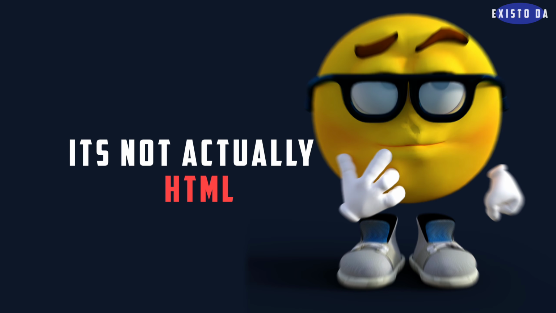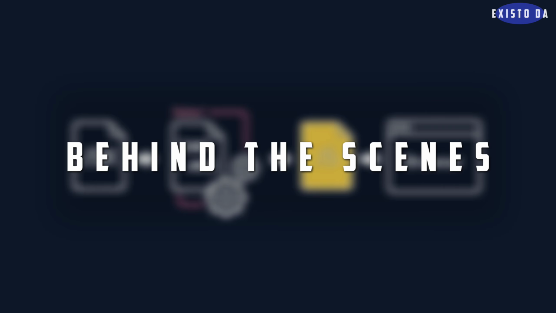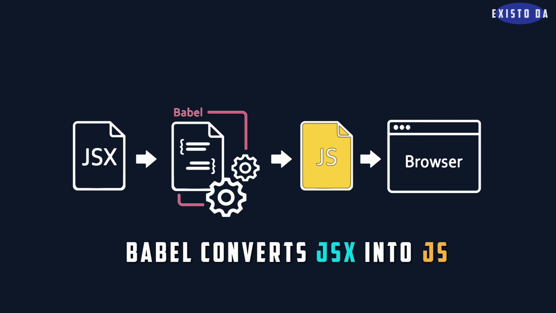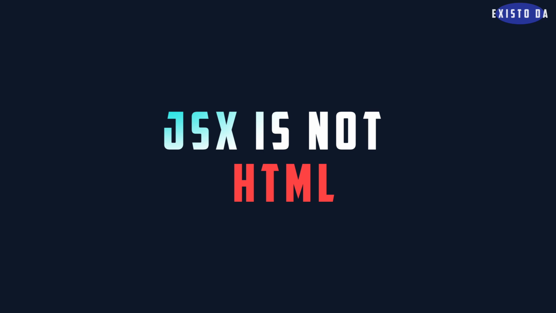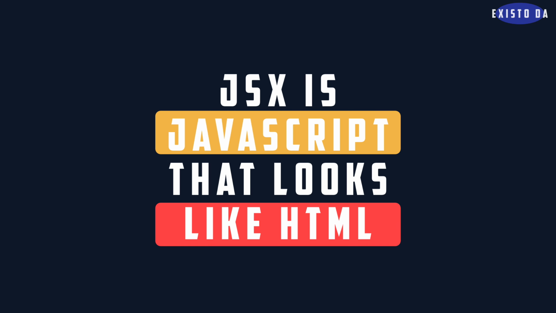It's not actually HTML. Behind the scenes, something called Babel converts JSX into pure JavaScript. So this becomes something like this. So remember, JSX is not HTML. JSX is JavaScript that looks like HTML.